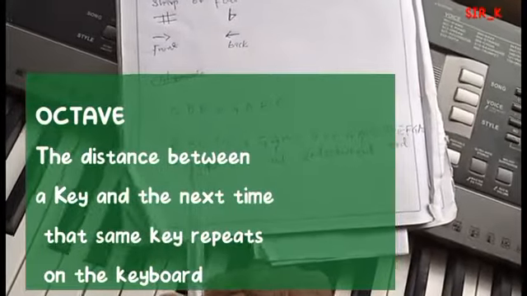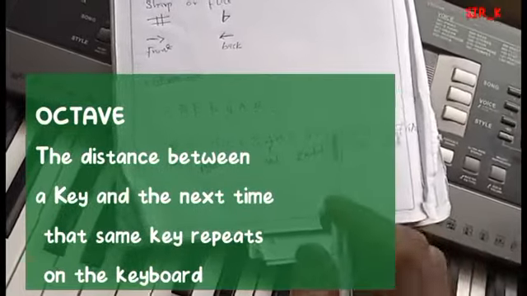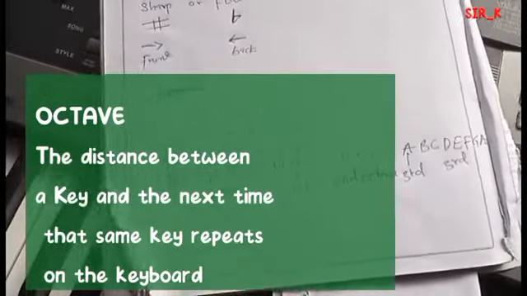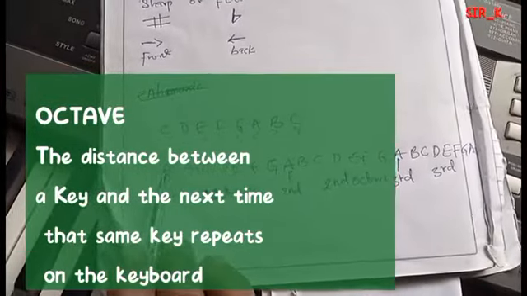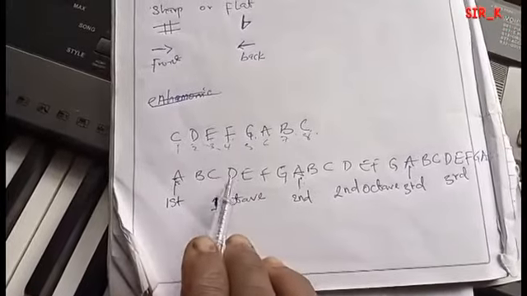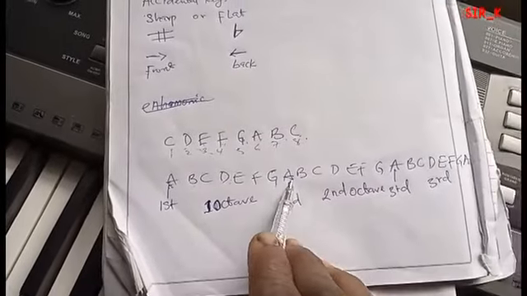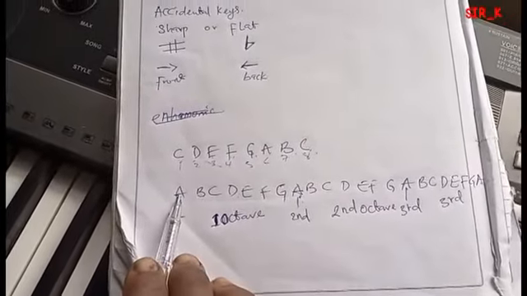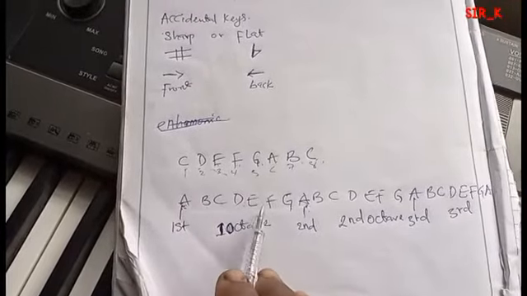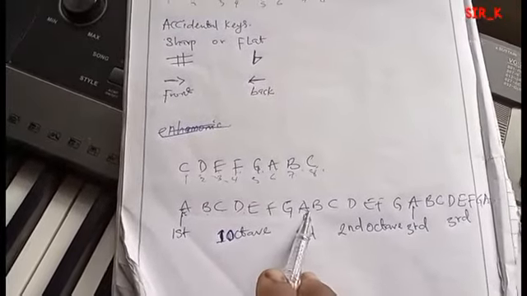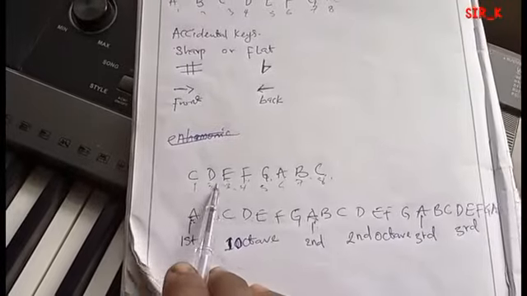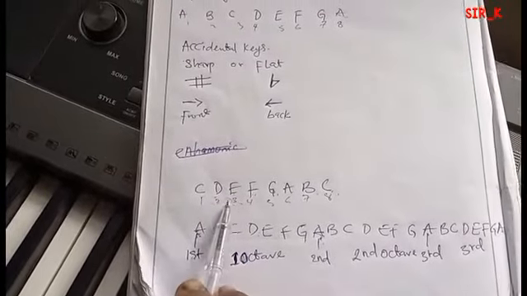So we say that an octave is the distance between one key and the next time that same key appears on the keyboard, like A, B, C, D, E, F, G, A, which is 1 octave. When you count it, 1, 2, 3, 4, 5, 6, 7, 8. So now I'll be using this one so that everyone will be carried along.